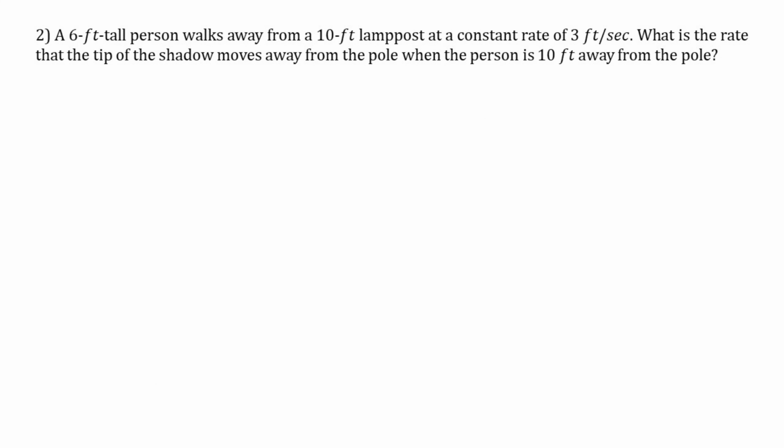Number 2. A 6 feet tall person walks away from a 10 feet lamppost at a constant rate of 3 feet per second. What is the rate at which the tip of the shadow moves away from the pole when the person is 10 feet away from the pole?